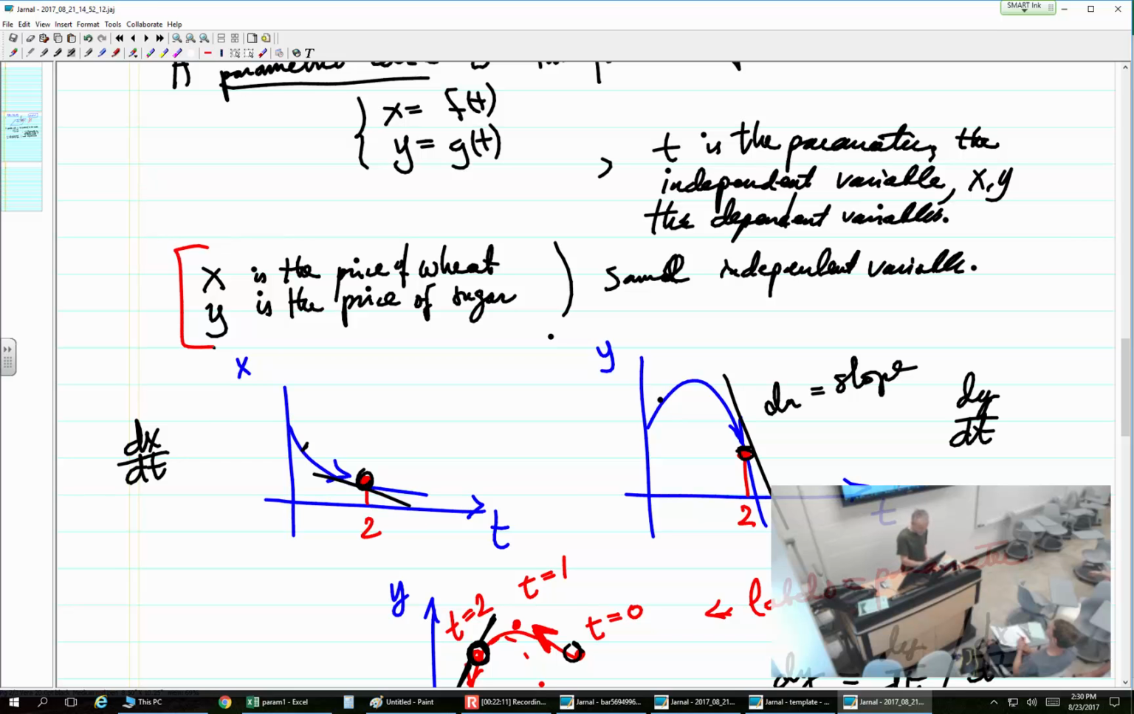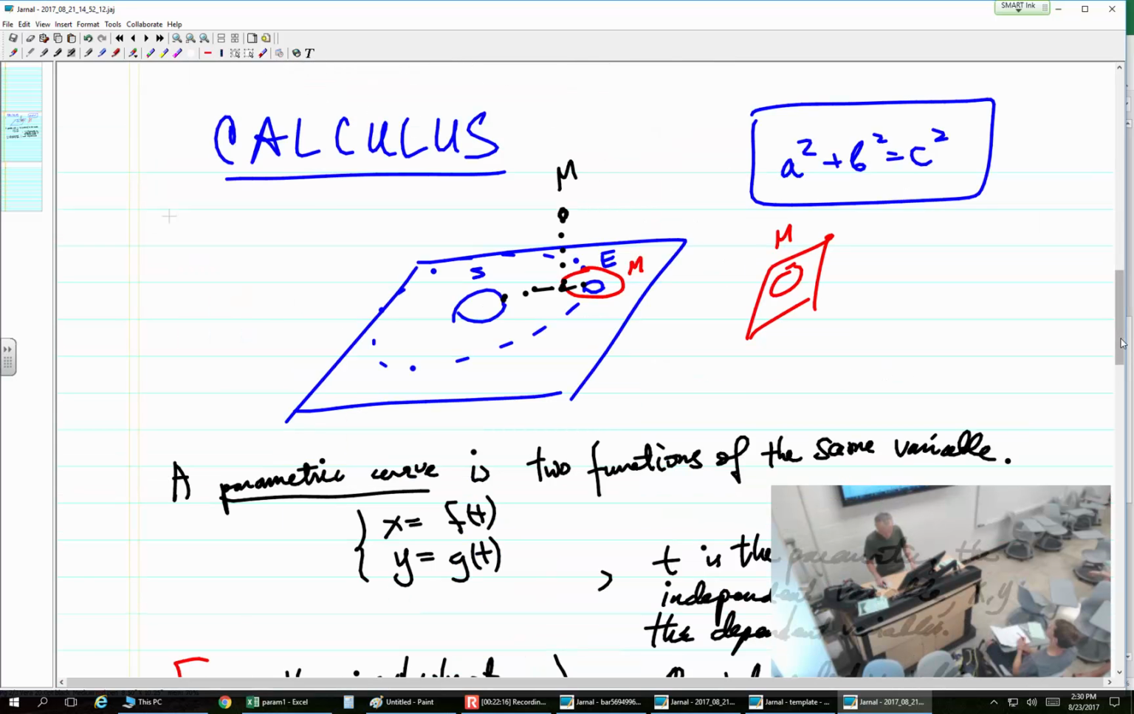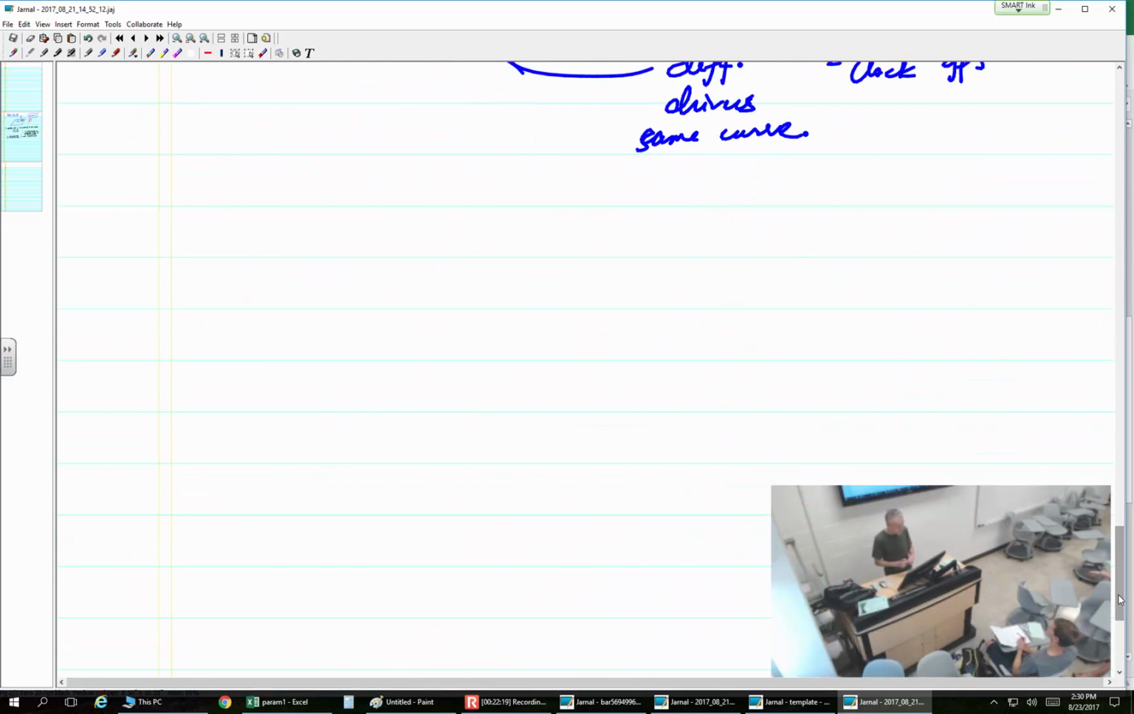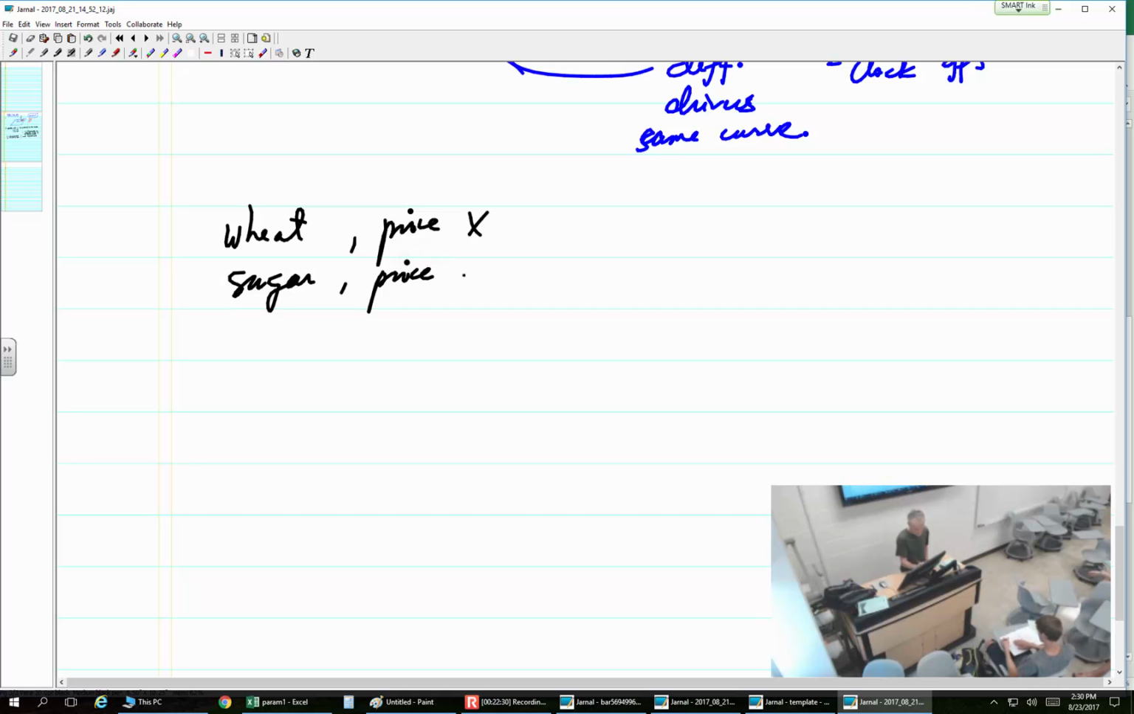If we add to the picture bread. So wheat, price X, then sugar, price Y, and then I add bread. What should I call the price? Z.